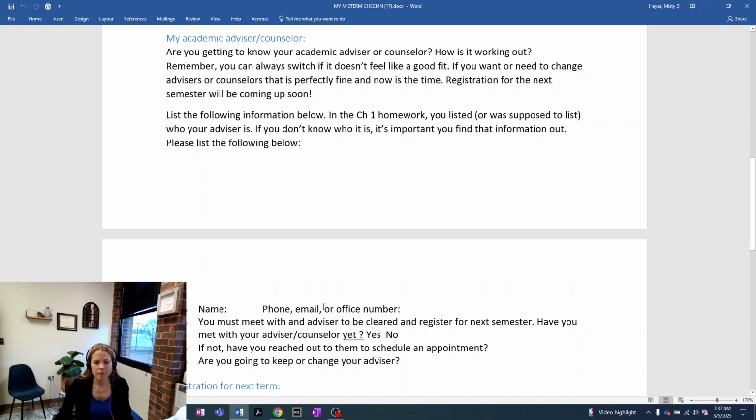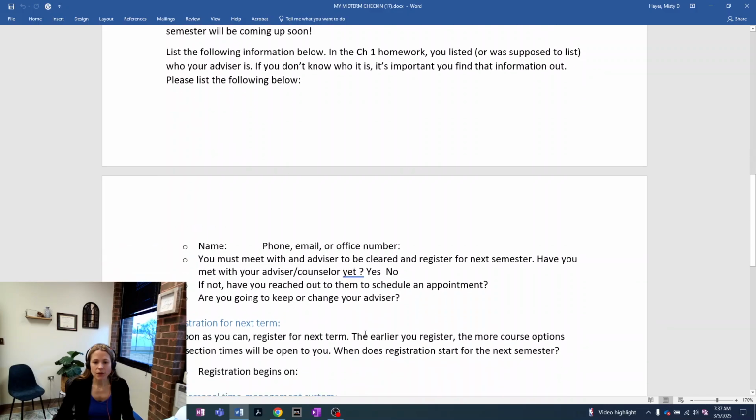You're going to put their name, phone number, email, or office number there where you can get a hold of them. And the next question it asks you is if you have met with this person yet. Okay, because remember, in order to be cleared to register for spring classes, for summer and fall classes, you have to meet with your advisor. So you'd put yes or no, and if you've not reached out to them, are you going to? And then are you going to keep them?